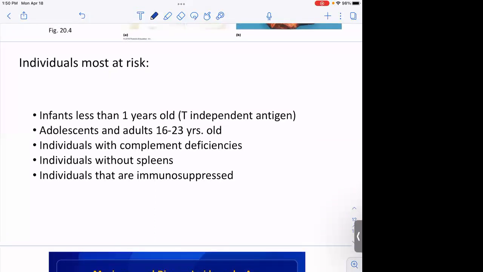This is one of those T-independent antigens, the capsule. We said Neisseria gonorrhoeae doesn't make a capsule, but Neisseria meningitidis does, and it's a T-independent antigen. So remember, really young children don't have as good a response to that. Their B cells are just less mature, so when very young children are exposed, they are more at risk.